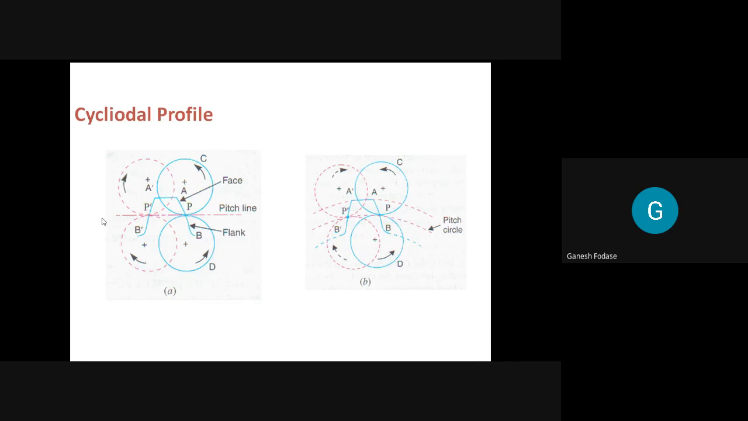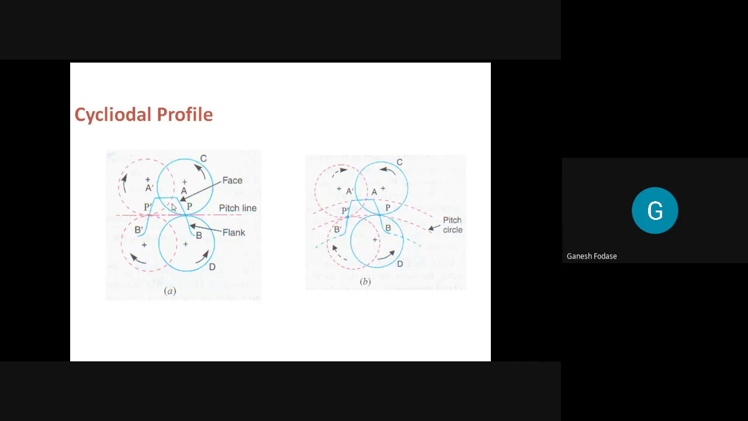Consider now how the profiles are drawn. If the circle is allowed to roll over a flat surface, in this direction, the face portion is drawn by epicycloid, while the flank portion is drawn by hypocycloid. Whatever we are discussing here, whether the face is drawn by epicycloid or the flank by hypocycloid, all these concepts can be asked in an online test or as an MCQ on this topic. So we must know the basic things. We see here how the epicycloid and hypocycloid concept is used to draw a gear tooth profile. The face is generated by epi, while the flank is generated by hypo.